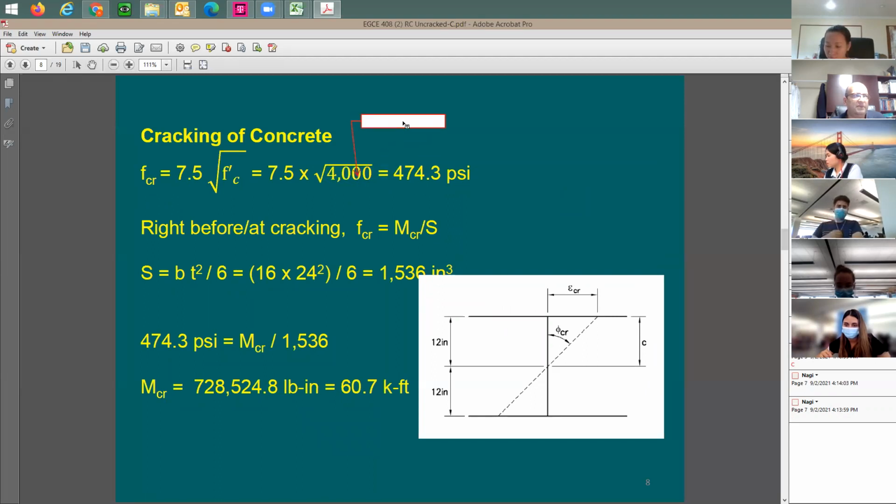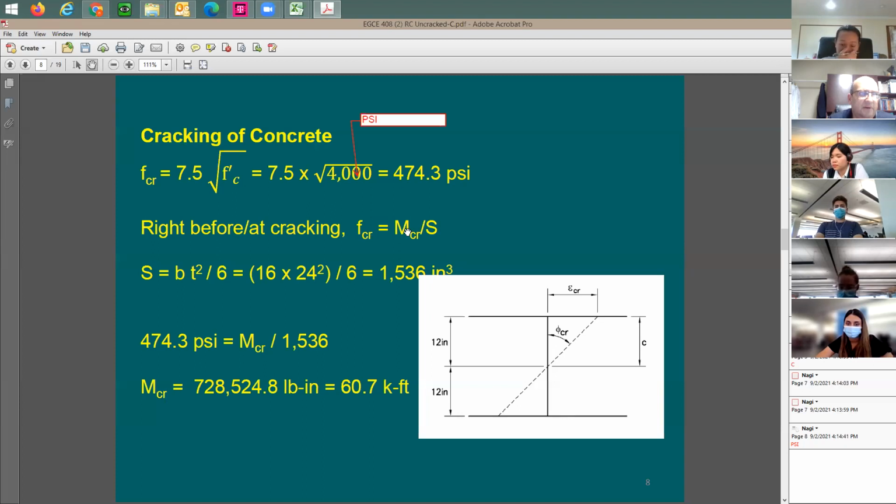As I mentioned before, this code here is a PSI code. It is not kip and square inches or kip foot. No, it has to be all the equations. When you write it down in the code, it is all in PSI. So you do here fcr, this is going to be the tensile cracking stress, is going to be 474.3 PSI. Based on this equation here, once the stress at the bottom of the beam, the tension side, is reaching this value, your beam is going to crack.